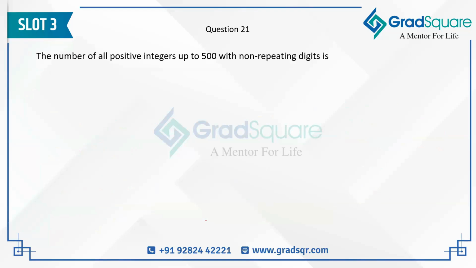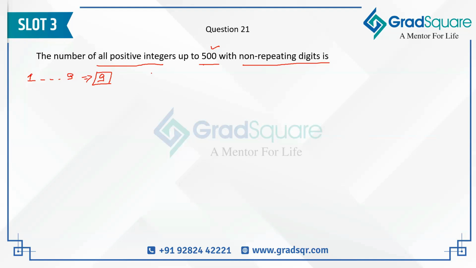The number of all positive integers up to 500 with non-repeating digits. Now, all positive integers is what they're talking about. So if I have to go all the way from 1 to 500, there will be single digit numbers also, there will be two digit numbers also, there will be three digit numbers also, right? If I'm talking about single digit numbers, what are the single digit numbers? 1 all the way up to 9. Of course, there is no repetition of digits in this because there is only one digit. So we are looking at 9 numbers as single digit numbers.